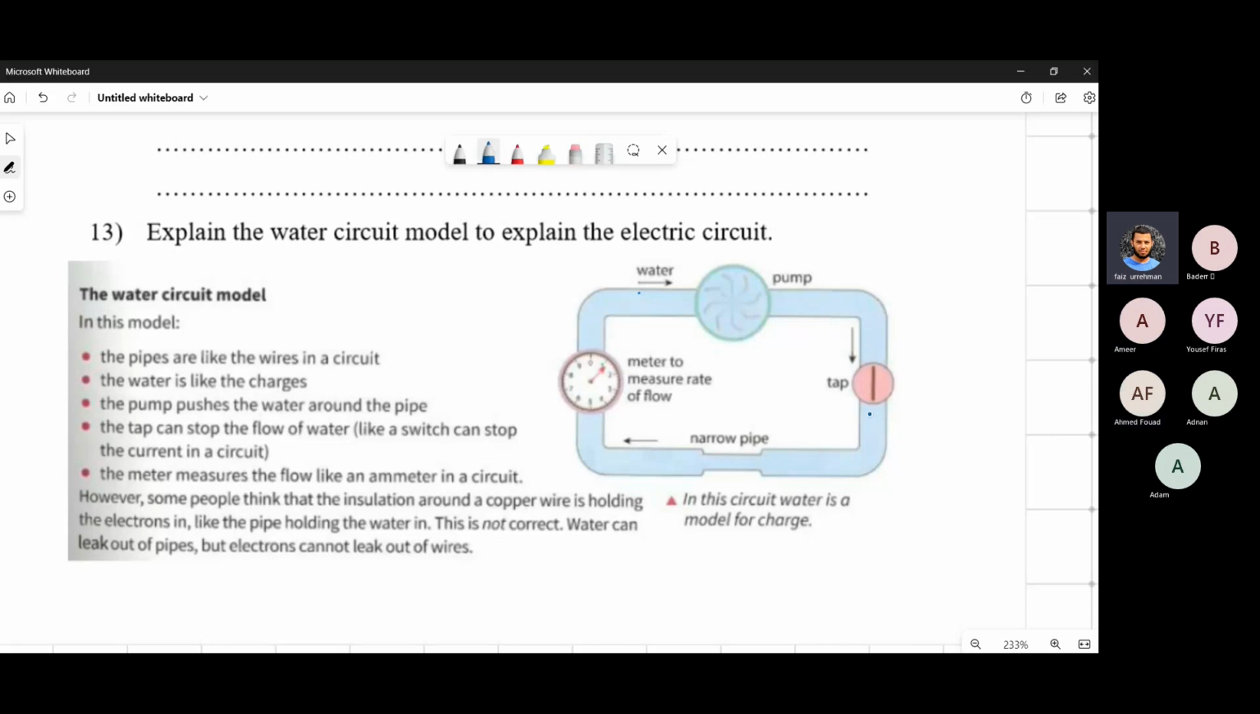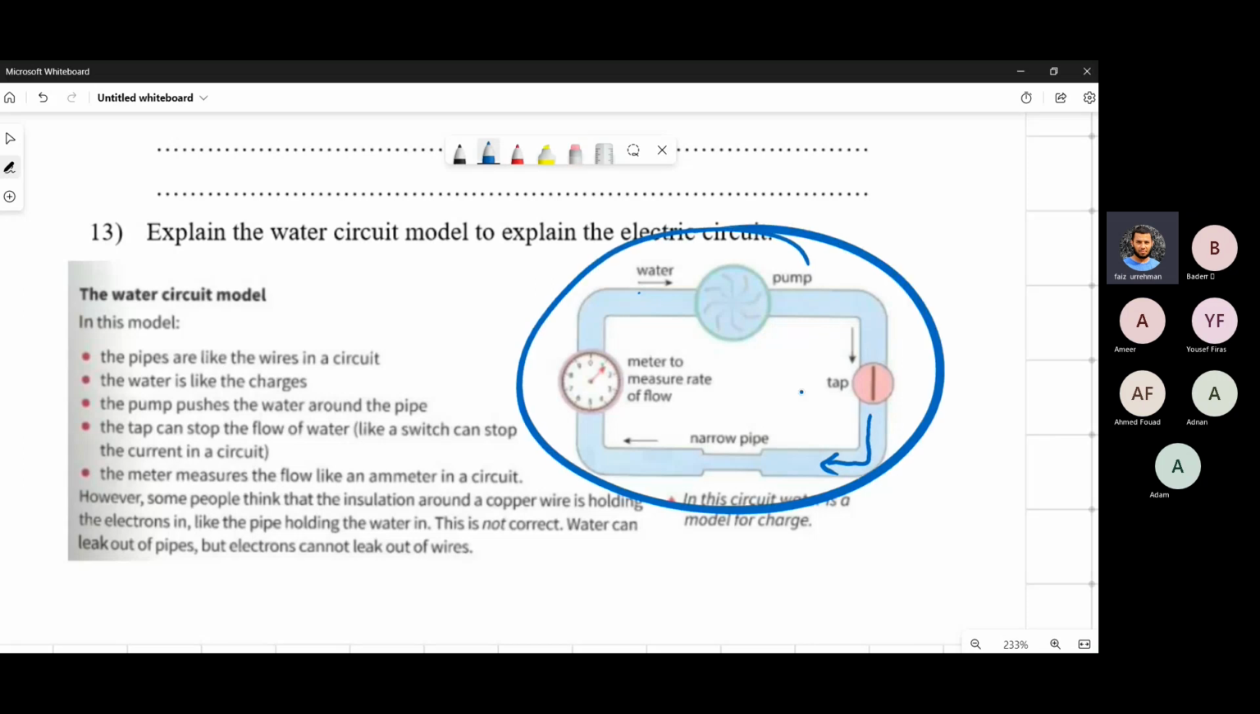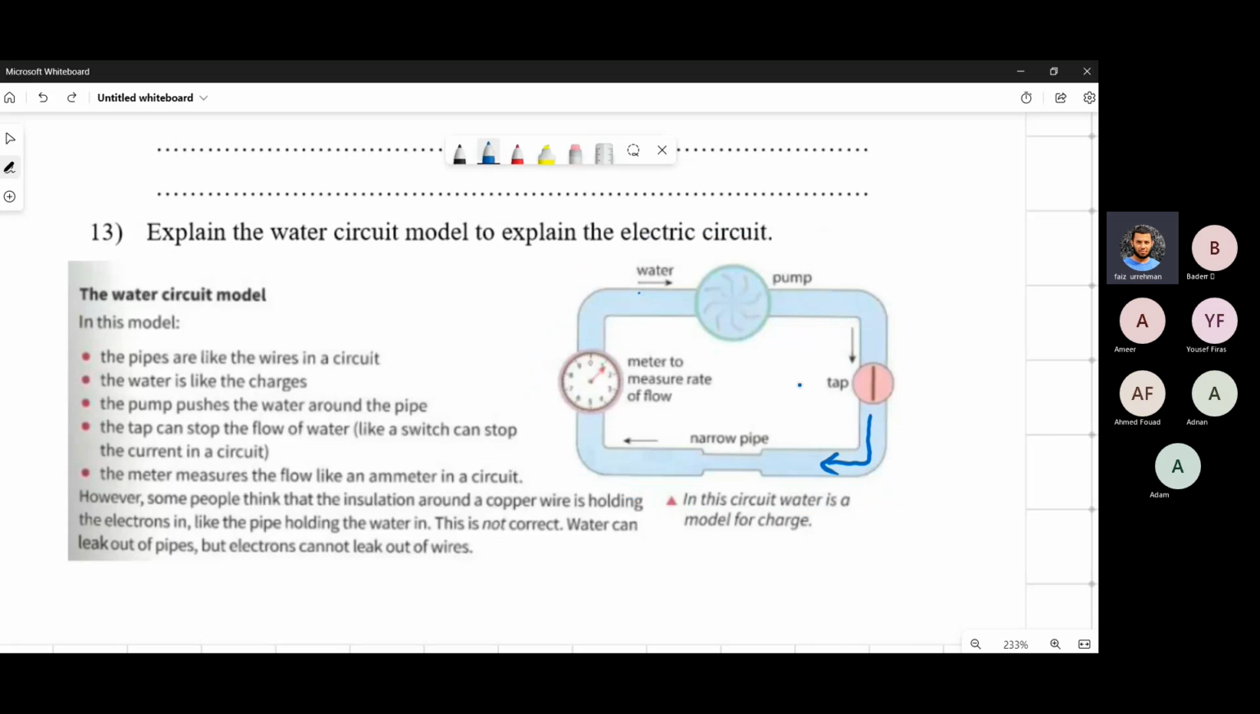Now you have to understand the concept here. They are only explaining the electric concept here. There is nothing like this. They are just demonstrating. Now, there is a narrow pipe. What is it like for? The wire. The narrow pipe is like a wire that the water goes or the charges go through. The pipes are like wires.